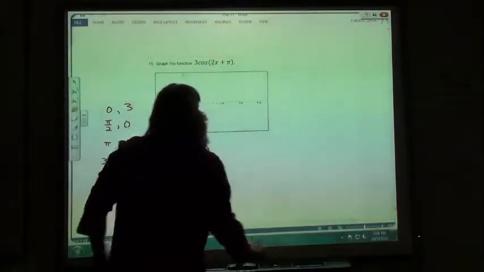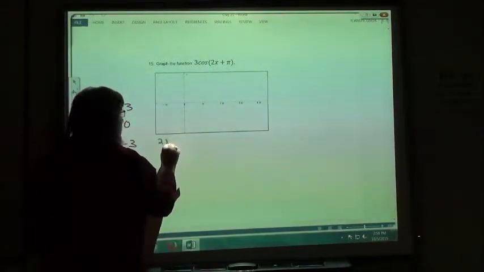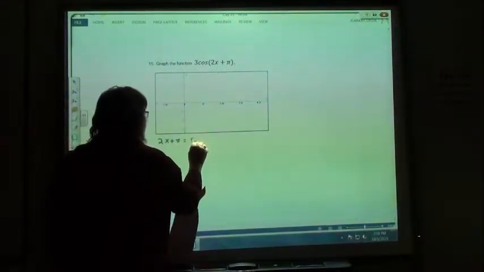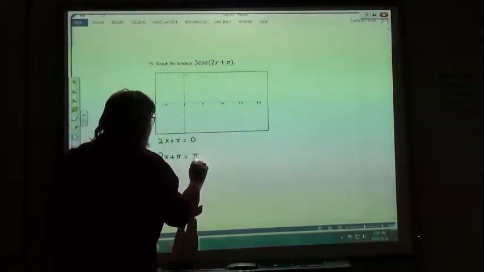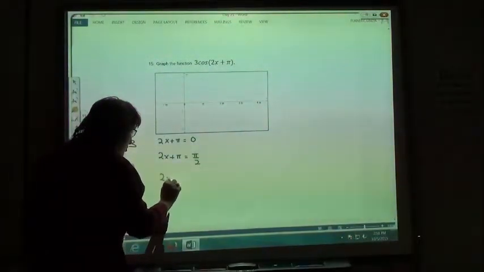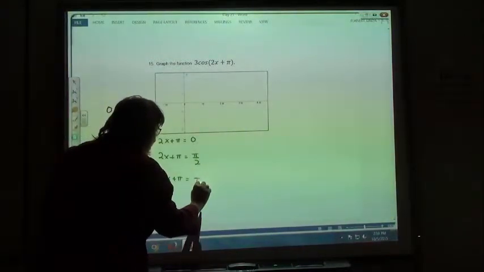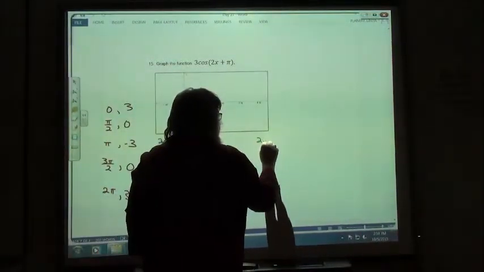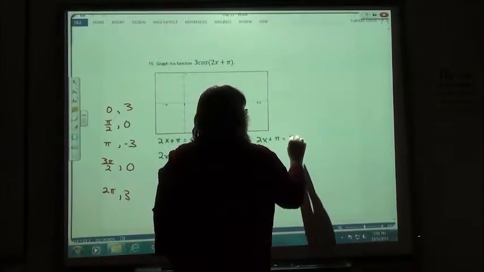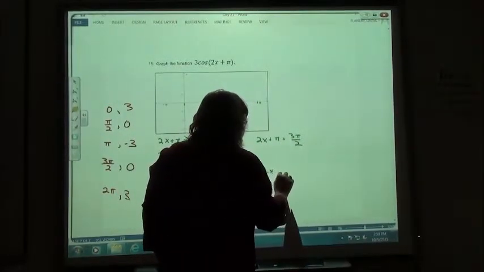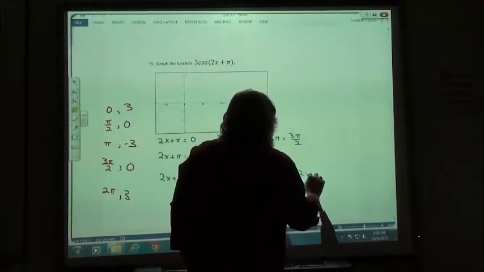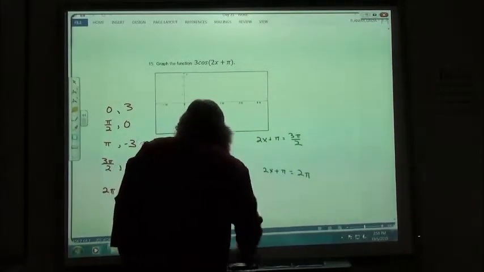So we are going to do 2x plus pi equals 0. 2x plus pi equals pi over 2. 2x plus pi equals pi. 2x plus pi equals 3 pi over 2, and 2x plus pi equals 2 pi. And we're going to solve each of those.